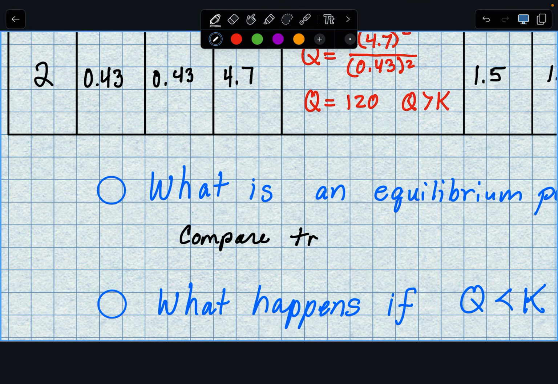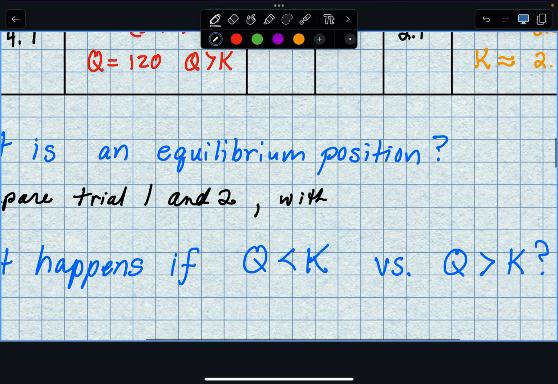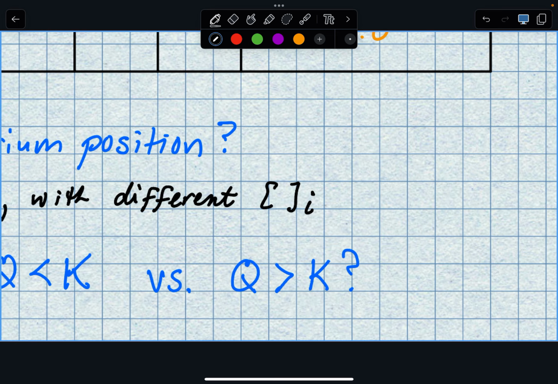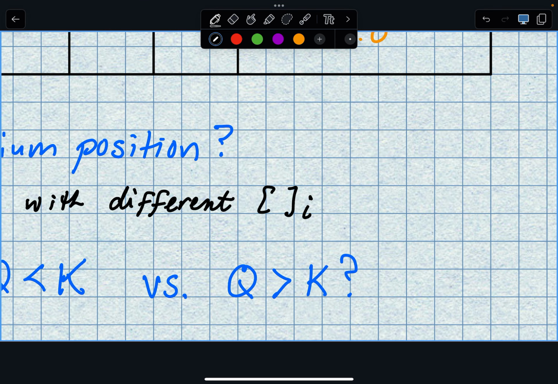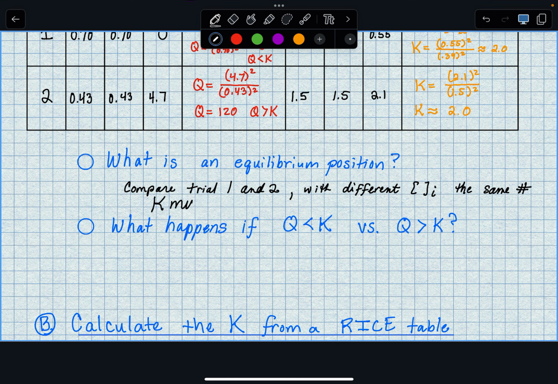All right, so that's going to give us a great definition of what an equilibrium position is: if you compare trial 1 and 2 with different initial concentrations, the equilibrium constant, the same K value, must be created. It's not really the best definition, but it's all right.